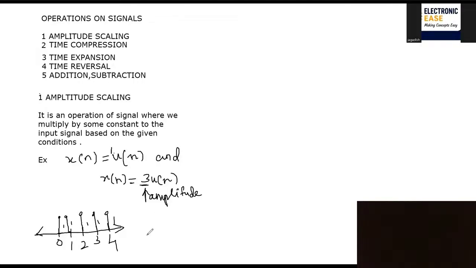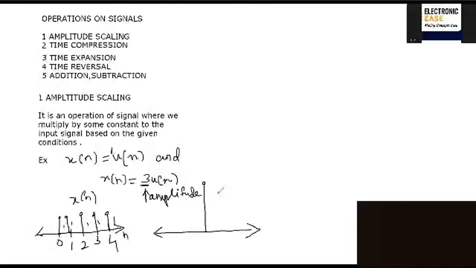So if it is 3u of n, so this is x of n. So for 3u of n, the length will be the same.